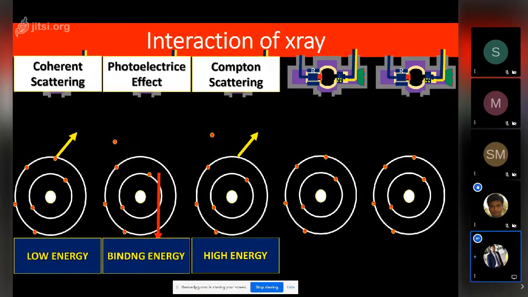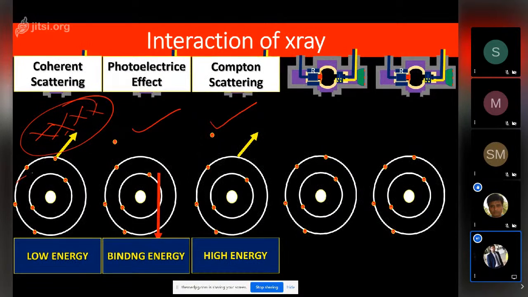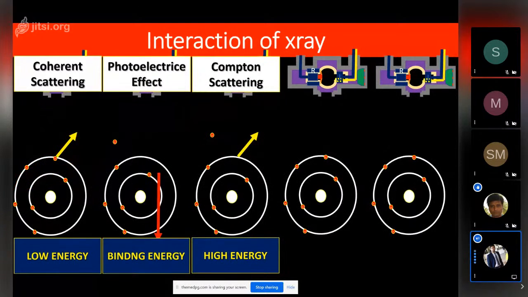So in an X-ray tube, there is the photoelectric effect, there is the Compton effect, but there is no coherent scattering. Why is there no coherent scattering? Because I have kept an aluminum filter which will eliminate the low energy X-rays. So there is no coherent scattering in an X-ray tube, but there is the photoelectric effect and the Compton effect. Now what we have to understand is this is what we see in diagnostic radiology.